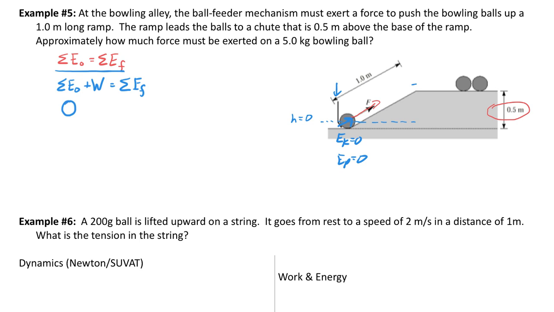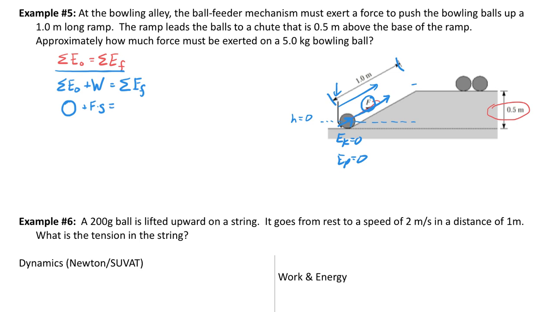All right. Now, as it goes up, the mechanism is going to exert this force on the ball for that distance. And so remember that work is force times distance. Now, there is an angle associated with that, but in this case, the force is up the ramp and the displacement is also up the ramp. So I don't need the angle. They're already parallel to each other.